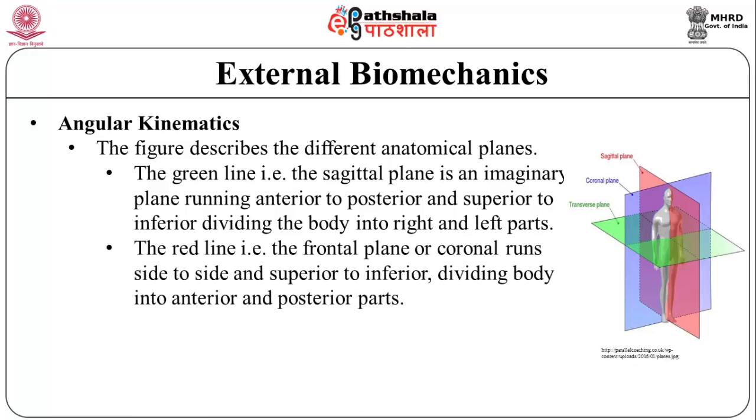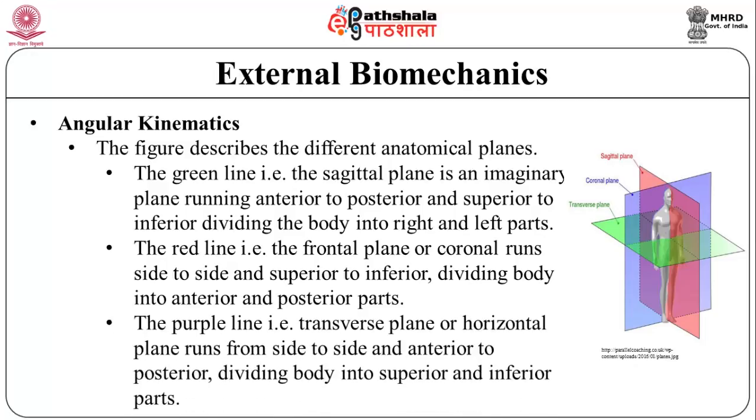The red line, that is the frontal plane or coronal, runs side to side and superior to inferior, dividing the body into anterior and posterior parts. The purple line, that is the transverse plane or horizontal plane, runs from side to side and anterior to posterior, dividing the body into superior and inferior parts.